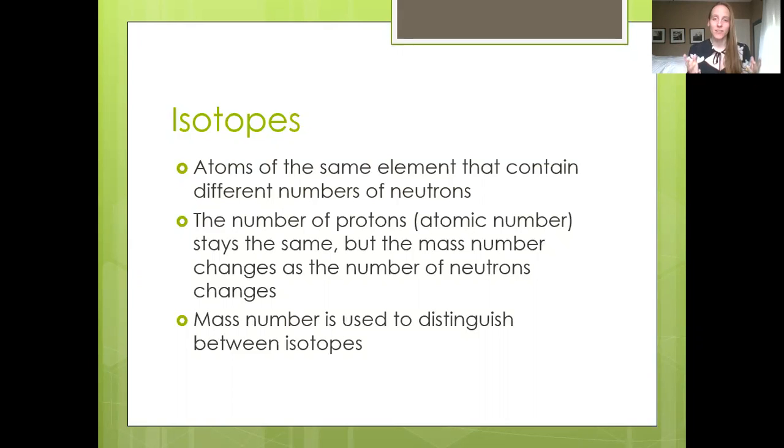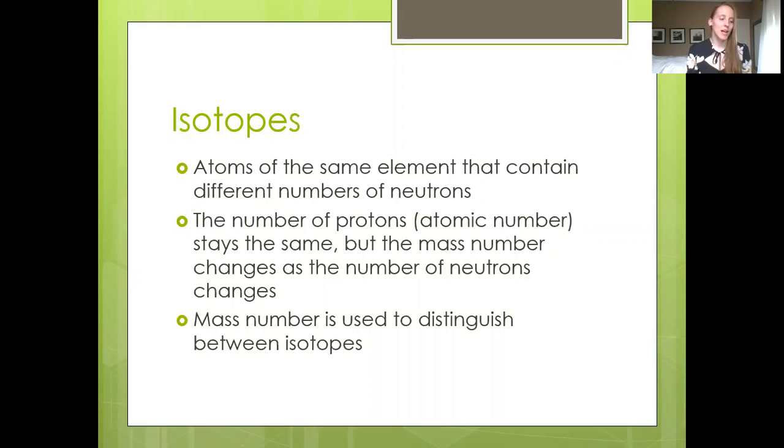So there are these things called isotopes, which are atoms of the same element, but with different numbers of neutrons. As soon as we change the number of neutrons, we also change the mass of that atom. So isotopes will have different masses, different mass numbers, as well as different numbers of neutrons. And we use the mass number to distinguish between isotopes.